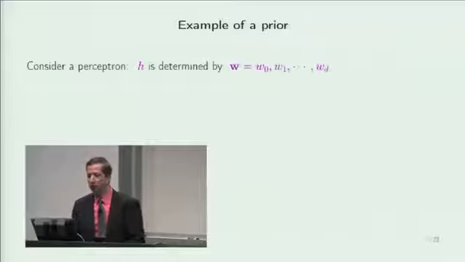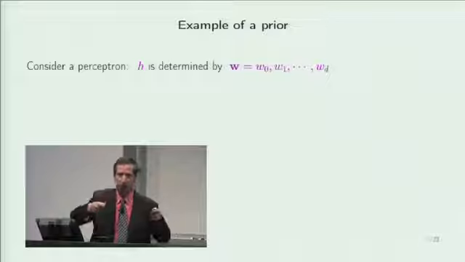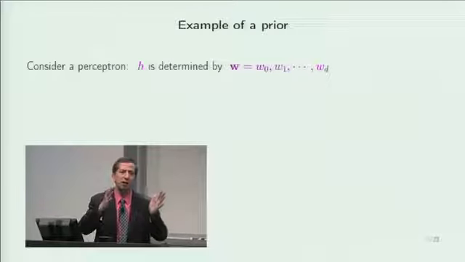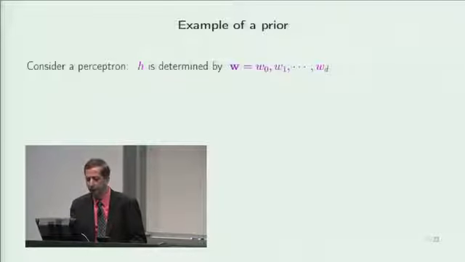So you have a perceptron. H is specified by the weights. A perceptron is a full function, but in reality, you just tell me what the parameters are, and I know what the function is because I know what the separating plane is. Okay, so here is a prior.